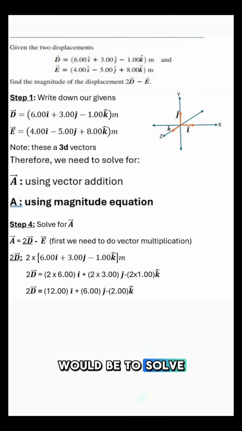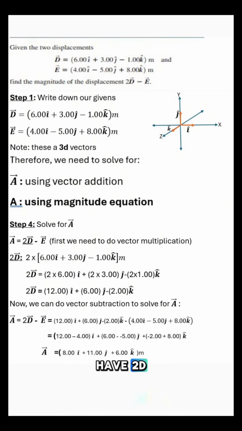Now the next step would be to solve for the a vector. We know that the a vector is equal to 2d minus e, but we don't have 2d, we just have d. So to find 2d, we have to multiply the whole d vector by 2. Below we can see how you do that. You have to multiply each part of the d vector by 2: 2 times 6, 2 times 3, and 2 times 1. And we get the answer down below.